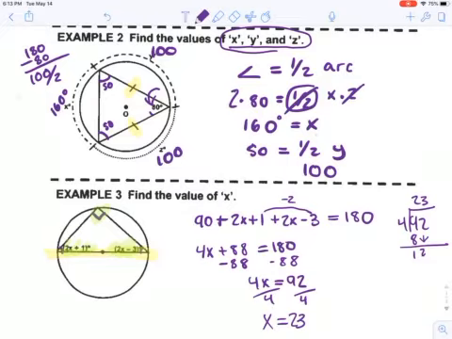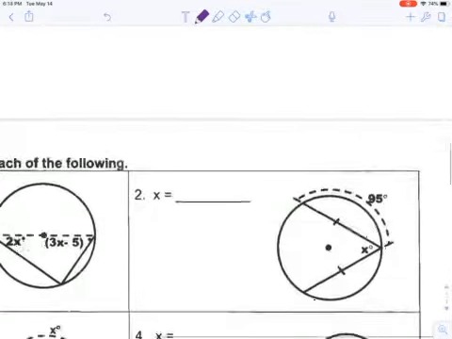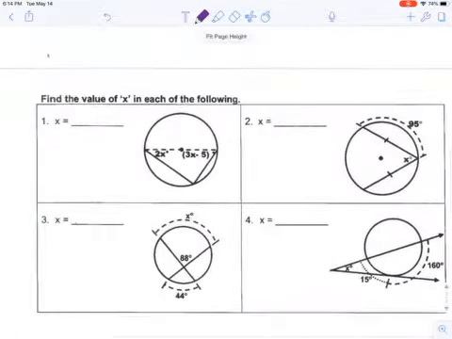So on the back of our warm-up, we're no longer dealing with only inscribed angles. We have a few, but we also have a few of these angles. This angle is outside, this angle is inside, but it's not inscribed. And so the first two problems deal with inscribed angles.